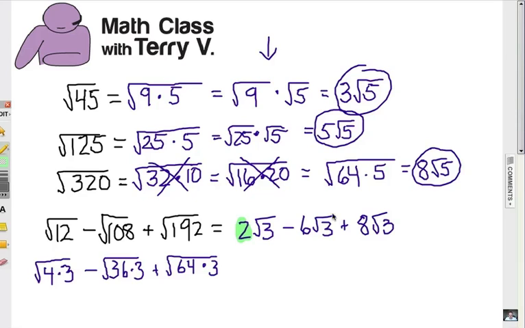Now see these constant factors on the outside? That's what we can combine together. All right, so now we need to think. What's 2 take away 6 plus 8? That's right. Final answer is 4 radical 3.